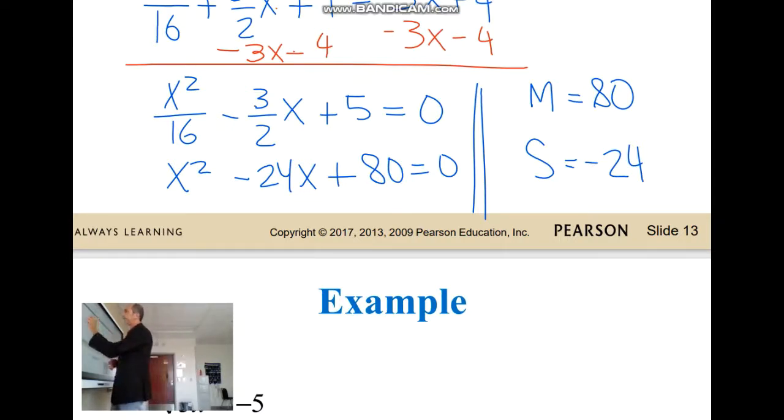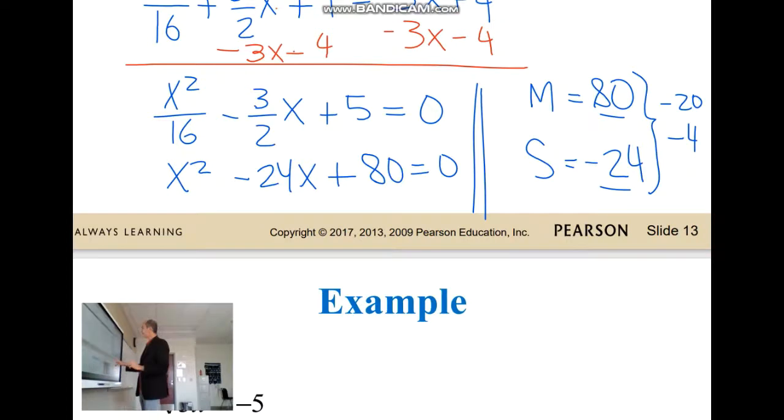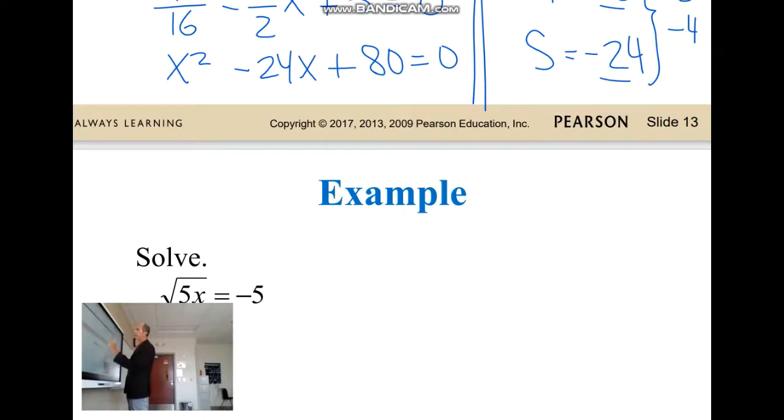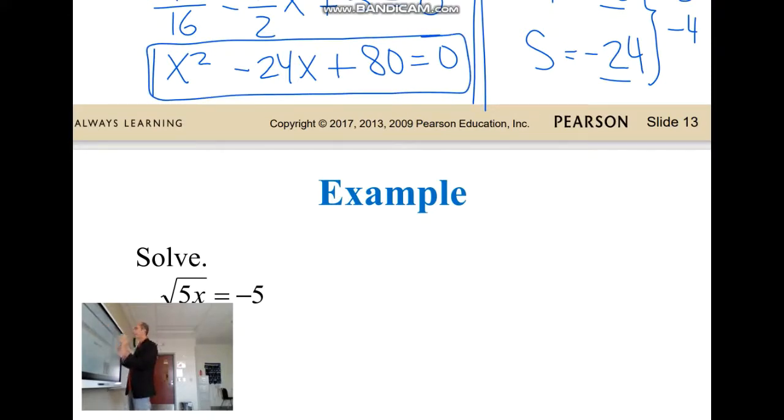A couple of numbers that we can think about is negative 20 and negative 4. See? Negative 20 plus negative 4 is negative 24, and negative 4 times negative 20 is 80. We can rewrite this quadratic equation with the factors: x minus 4 multiplied by x minus 20 equals 0.